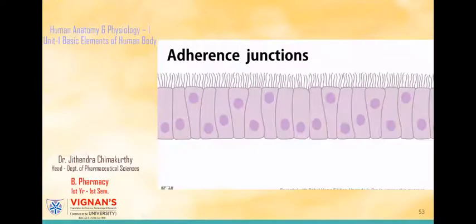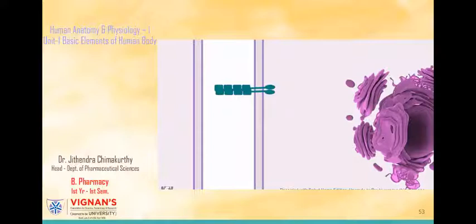The next kind of junction we'll be talking about is the adherence junction. As the name suggests, it helps the cells adhere to each other, so that's the name, adherence junction. Adherence junctions are actually formed of specific anchoring molecules known as cadherins. So here you can see in green there are cadherins.